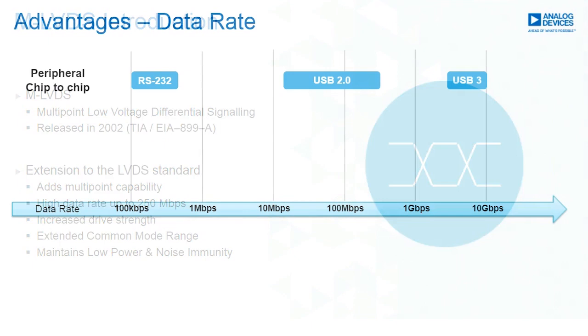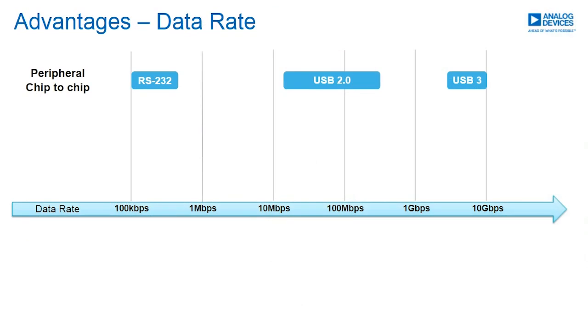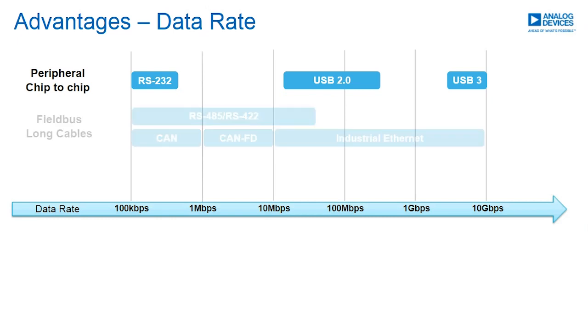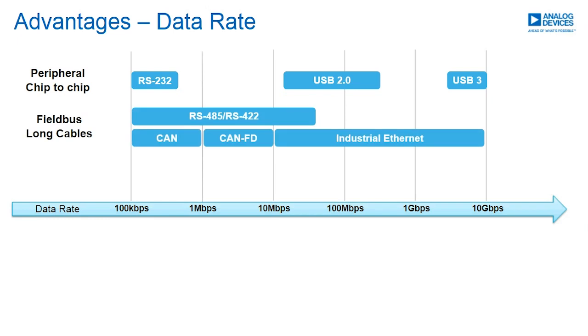One of the main advantages of M-LVDS is the data rate that it delivers. Here, a number of interfaces are shown versus their data rate. For example, peripheral interfaces such as RS-232 and USB. For fieldbus and communication over long cables, RS-485 and CAN are common and powerful solutions for data rates up to 50 megabits per second, but they struggle to deliver higher bandwidths.